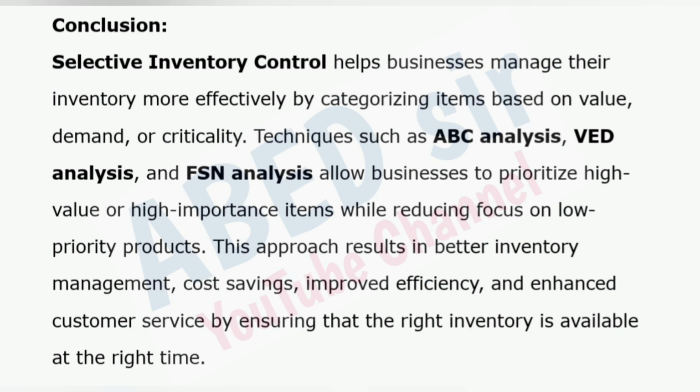Conclusion: selective inventory control helps businesses manage their inventory more effectively by categorizing items based on value, demand, or criticality. Techniques such as ABC analysis, VED analysis, and FSN analysis allow businesses to prioritize high-value or high-importance items while reducing focus on low-priority products. This approach results in better inventory management, cost savings, improved efficiency, and enhanced customer service by ensuring that the right inventory is available at the right time.